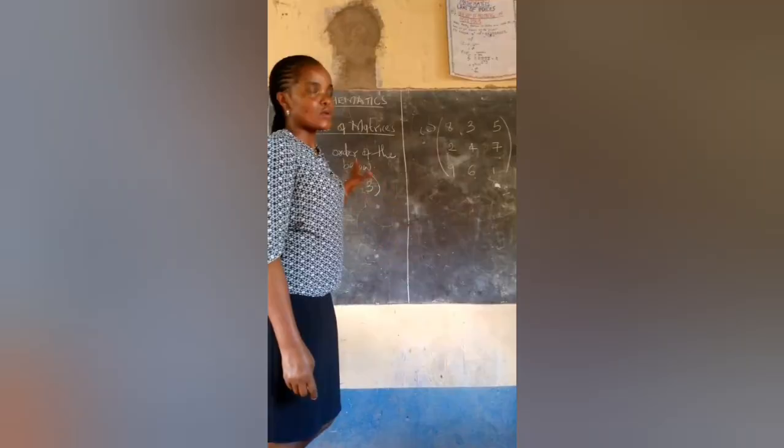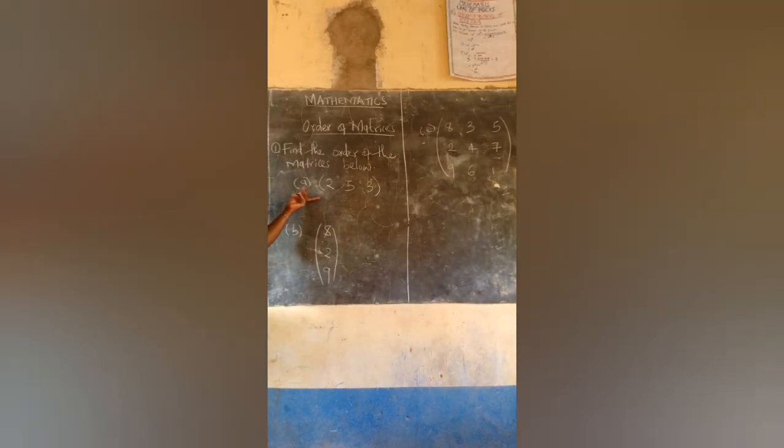As you can see, we are looking at order of matrices, and you're supposed to find the order of the matrices below. As you can see, we have this matrix with elements 2, 5, 3, whereby we are going to find the order of the matrix.